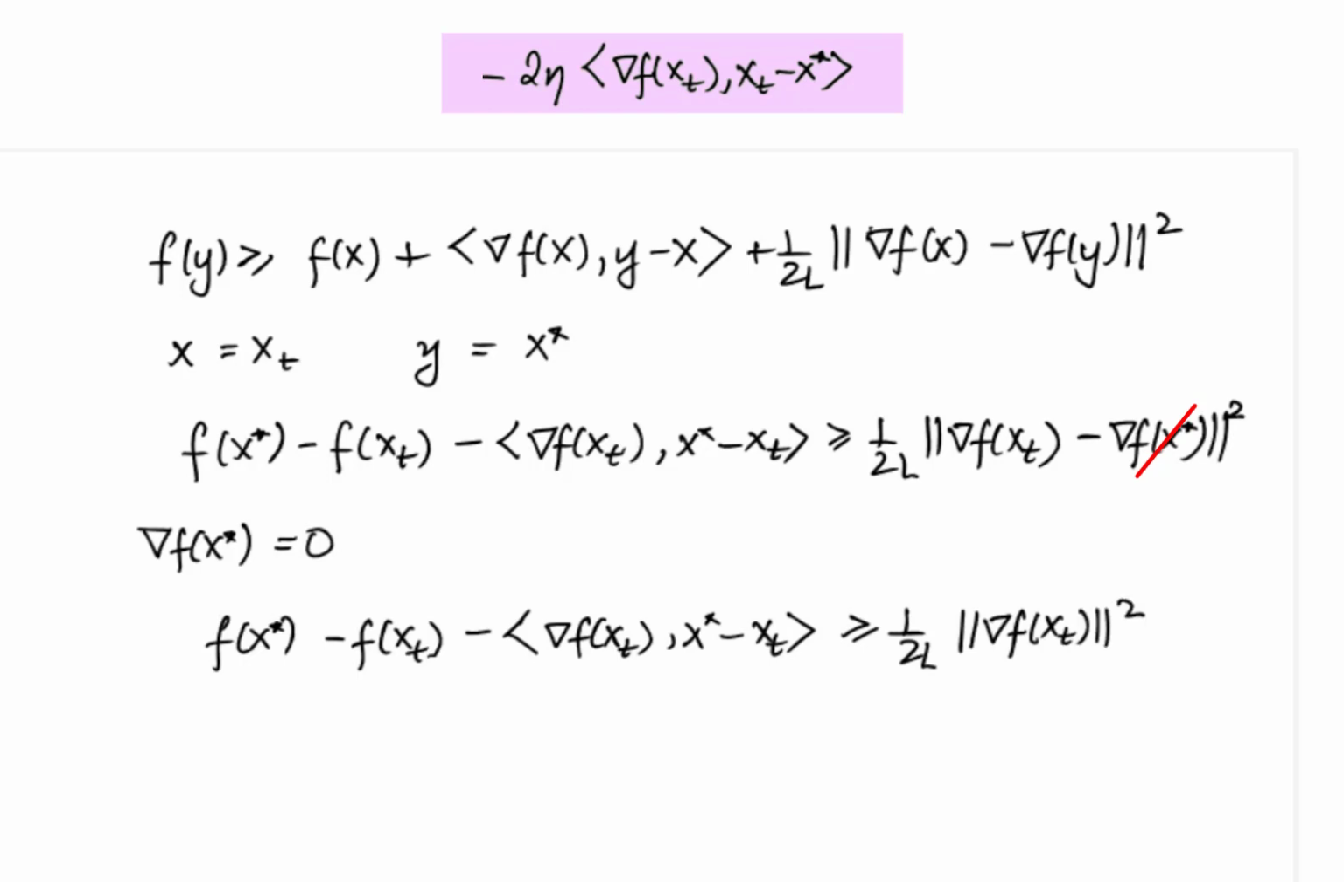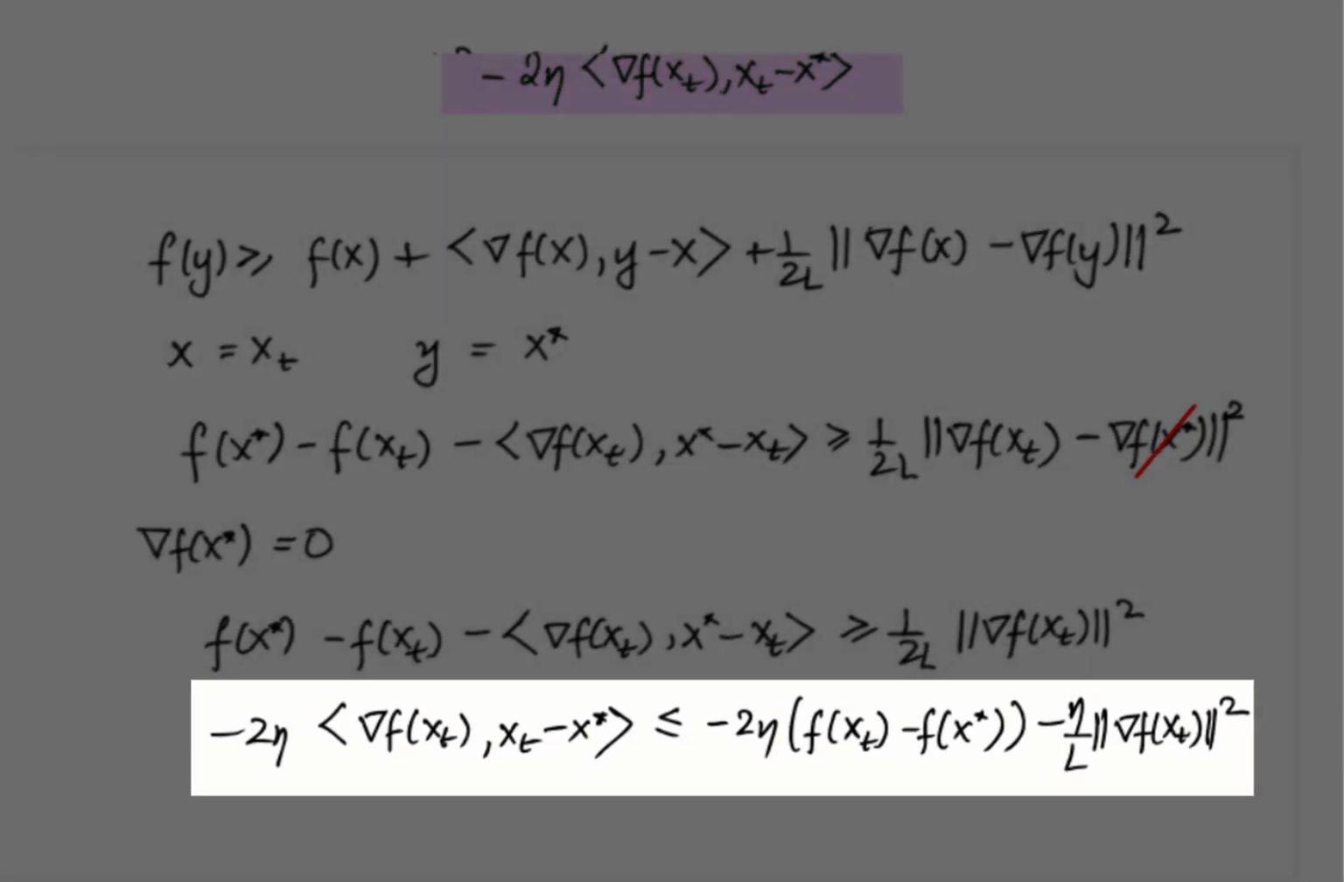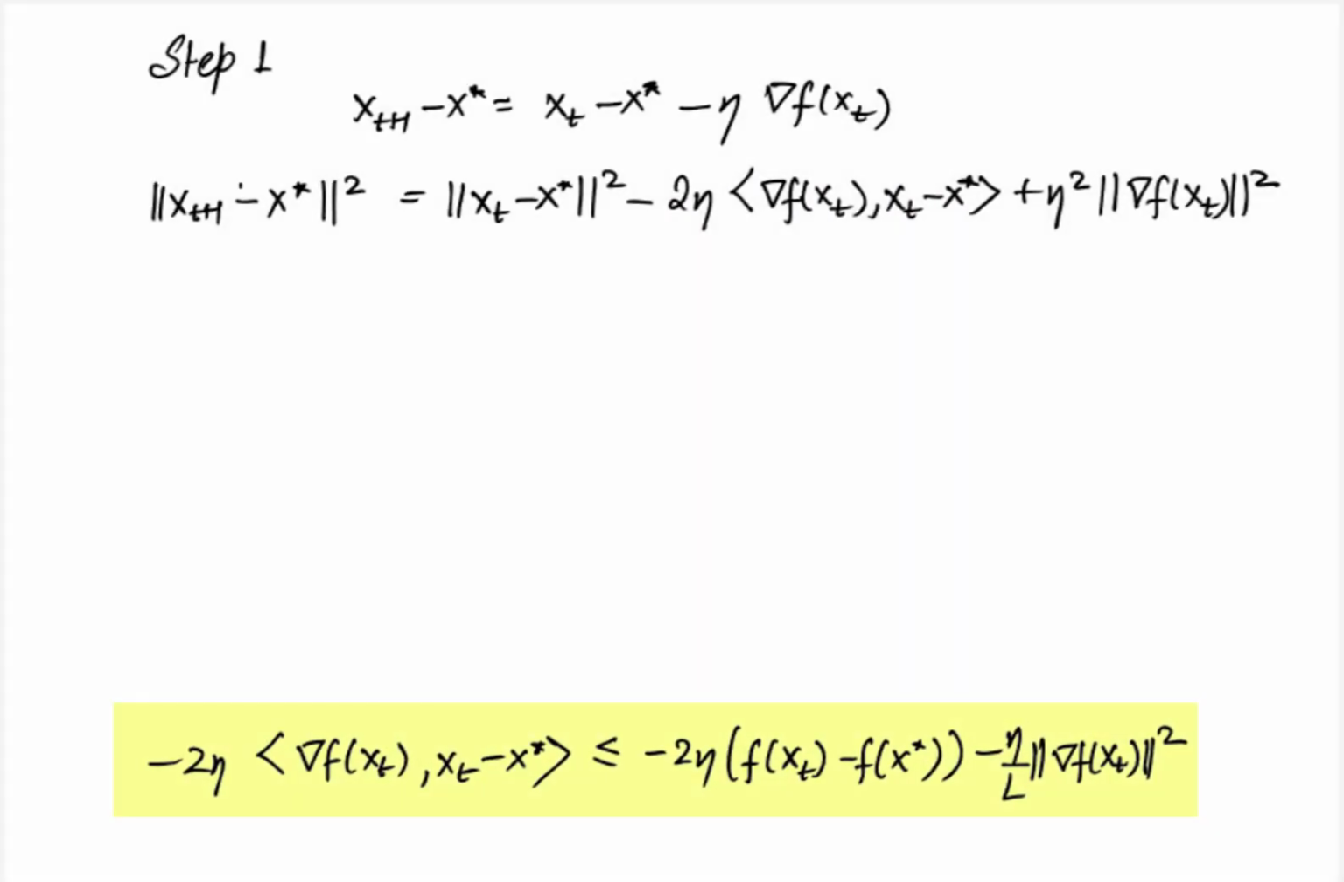Next, let us multiply by 2 eta and rearrange so as to get the bound on the second term that we required, which is minus 2 eta gradient f of xt inner product with xt minus x star less than or equal to minus 2 eta times f of xt minus f of x star minus eta by L gradient of f of xt norm square, which is the bound that we wanted to apply. So let us substitute this bound back into the equation we were earlier considering.